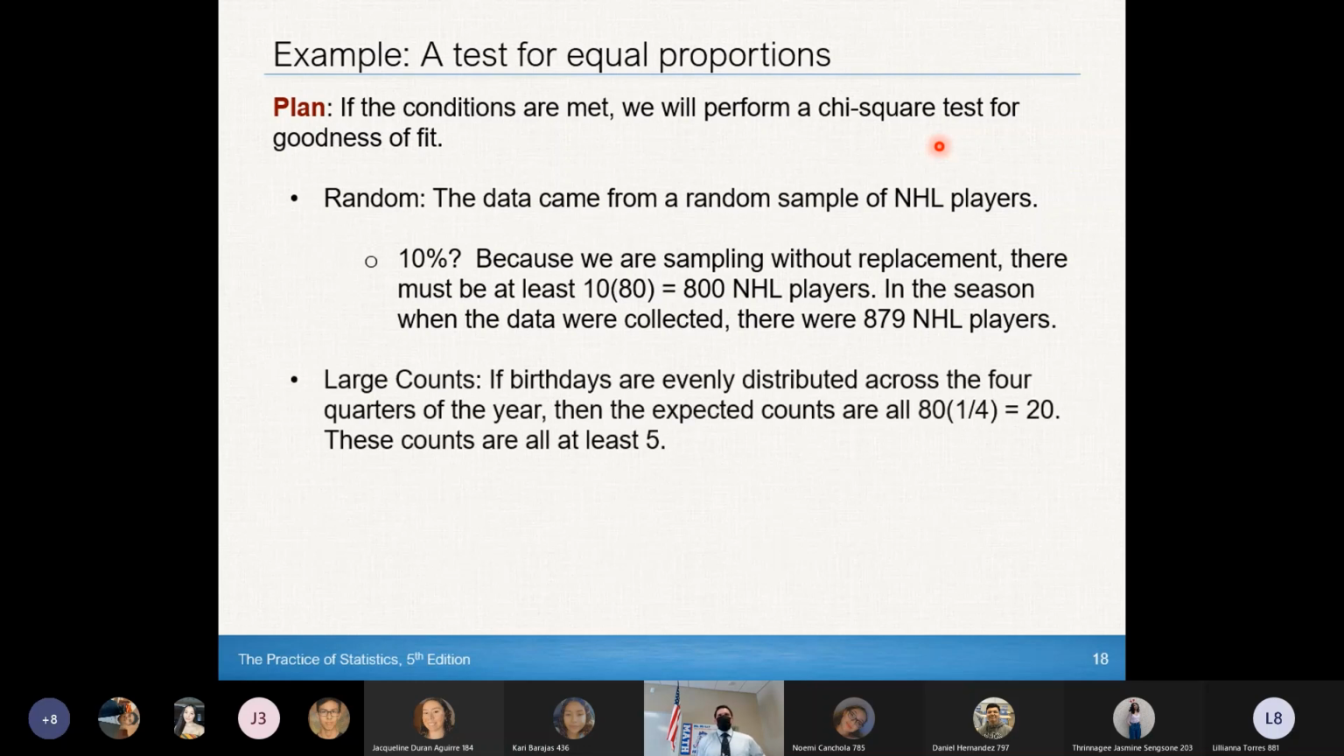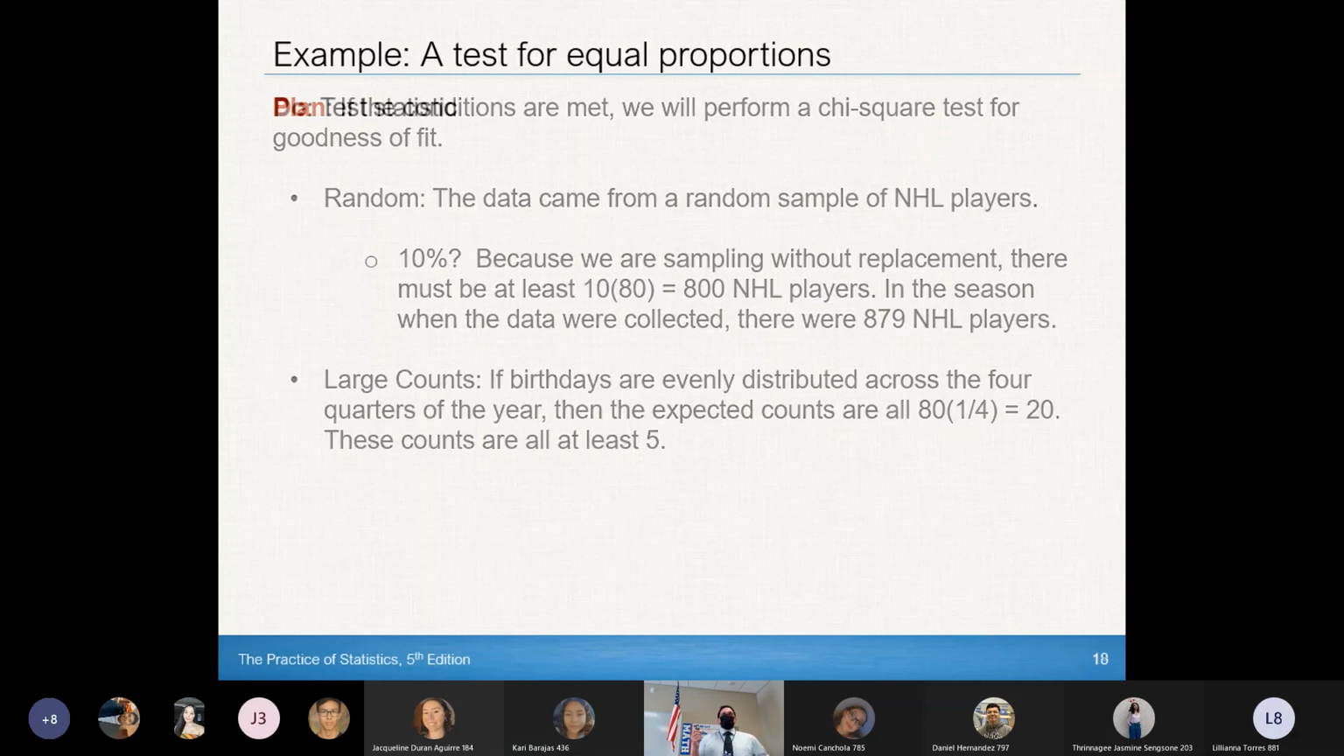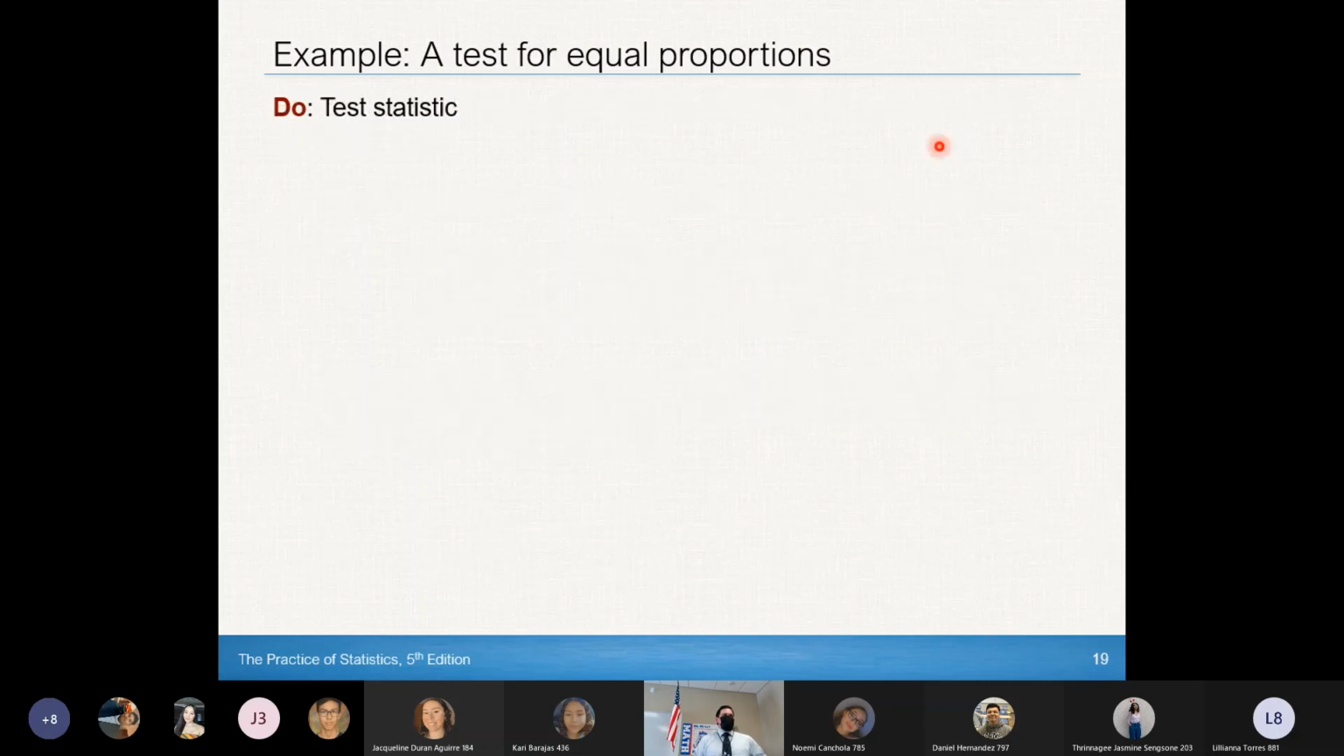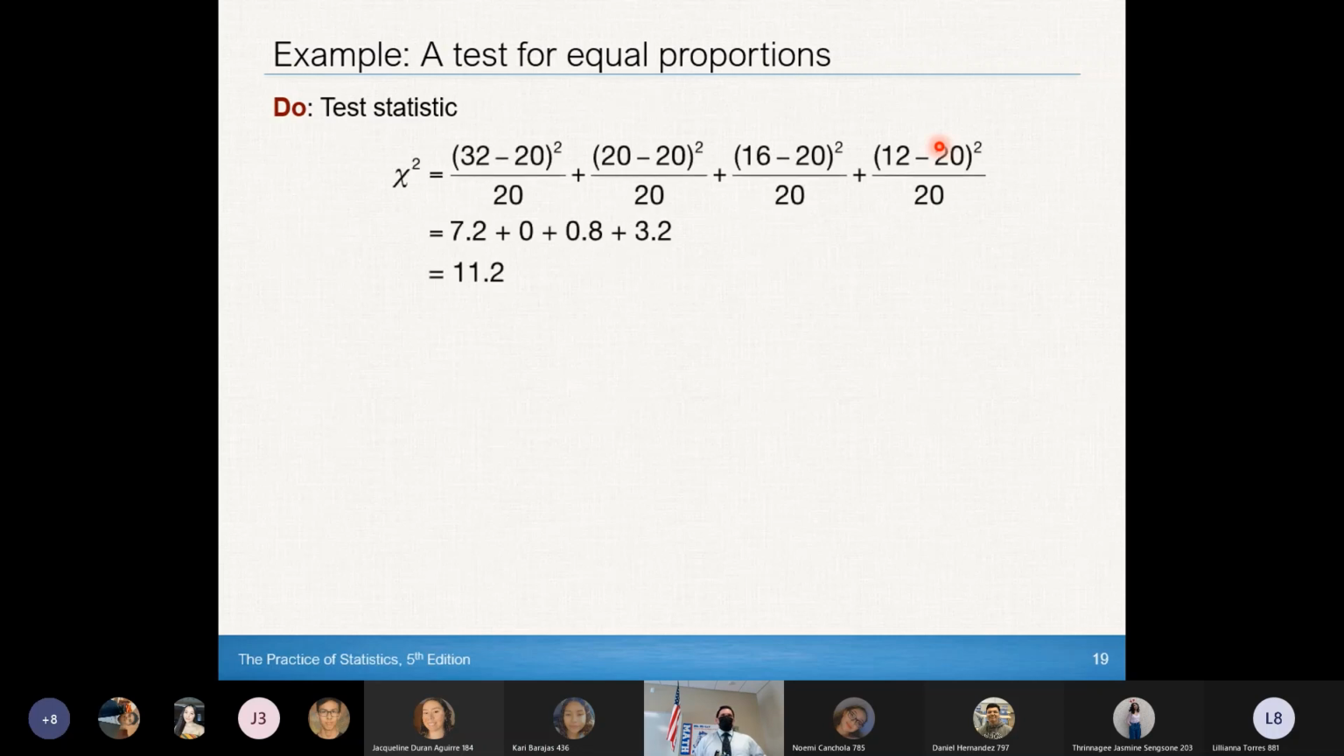Large counts: if birthdays are evenly distributed across the 4 quarters of the year, then the expected counts are all 80 times 1 quarter equaling 20. These counts are all at least 5, so our large counts condition has been satisfied. Next, we do the math. We need to calculate our test statistic. In this case, chi-squared equals (32 minus 20) squared over 20, plus (20 minus 20) squared over 20, plus (16 minus 20) squared over 20, plus (12 minus 20) squared over 20, which ultimately equals 11.2.